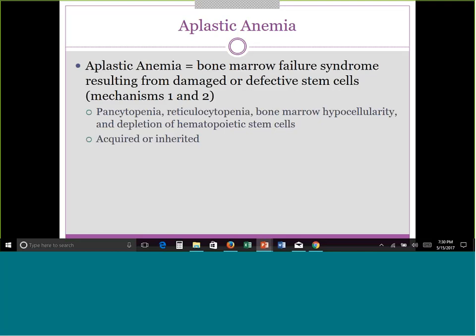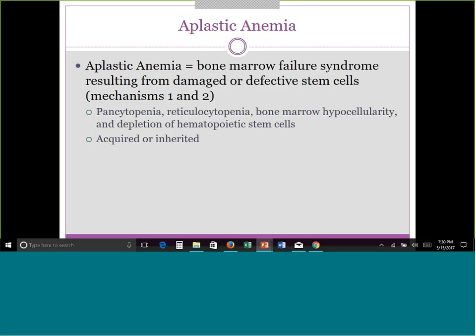So of course we're going to see pancytopenia, all cell lines decreased. And of course that includes reticulocytes. You will see a low reticulocyte count. You can't make those if you can't make any cells. In the bone marrow, when you look at a bone marrow exam, you should see a very hypocellular bone marrow, so lots of fat patches and very few cells.